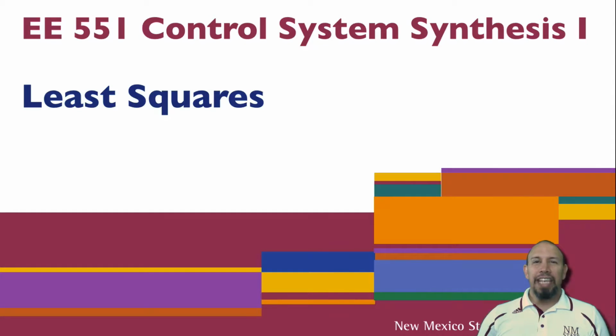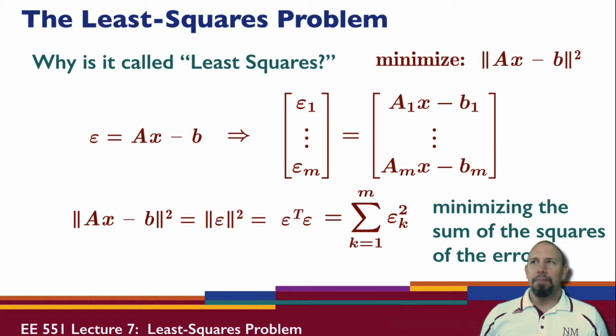All right, we've looked at least squares problems in the past. We're going to look at them again a little bit. So again, why is it called least squares? We're basically minimizing this quantity, Ax minus b.